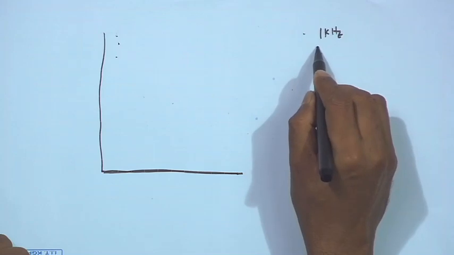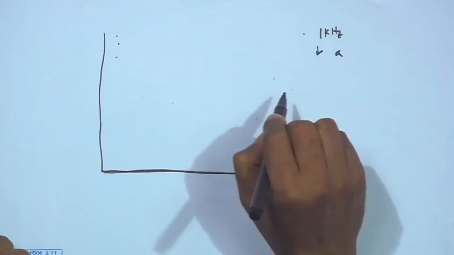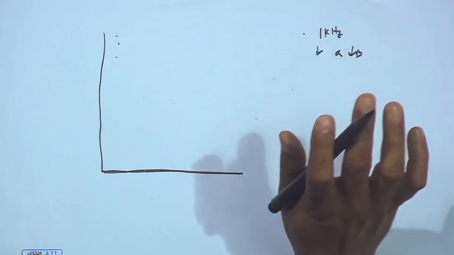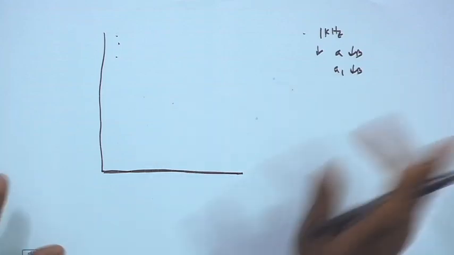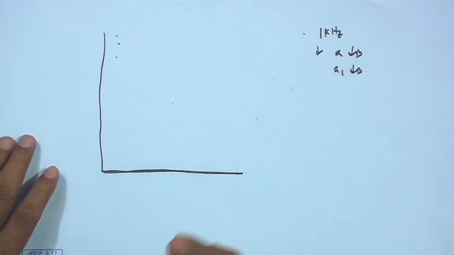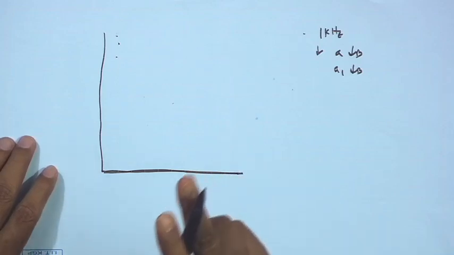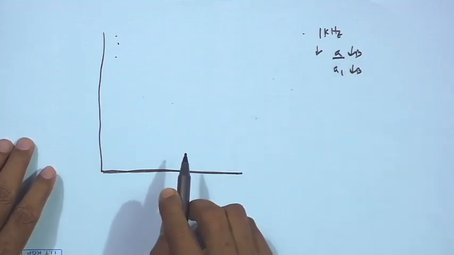Then I take an intensity of A dB, I produce the sound, and the listeners perceive it. Then again I produce A1 dB, and the listeners perceive it. I told the listeners, when you perceive the sound as twice as loud as this A dB, you raise your hand.